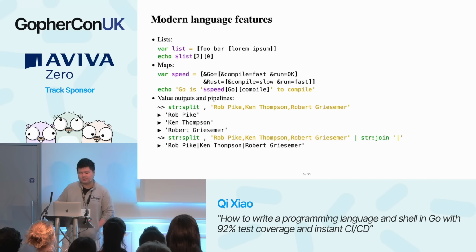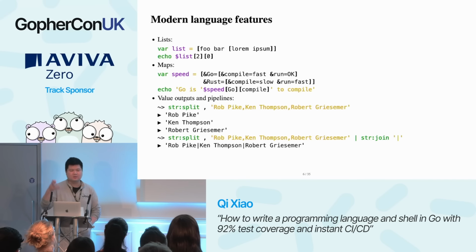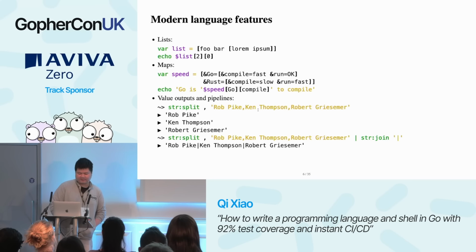Elvish also tries to improve on the traditional shell's output and pipeline mechanism. In shells, you can usually output lines, and you can output whitespace-separated values in each line. But that makes it very awkward to manipulate data that actually contains newlines or whitespace. For instance, if you have a string that's a list of the names of the original three designers of Go, with internal whitespace, and you want to split them by the comma, like CSV, this is a very awkward thing to do in traditional shells.